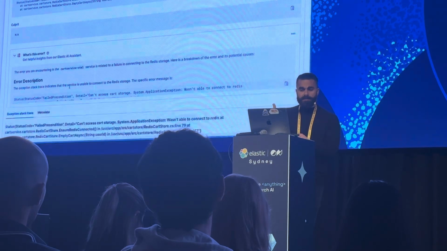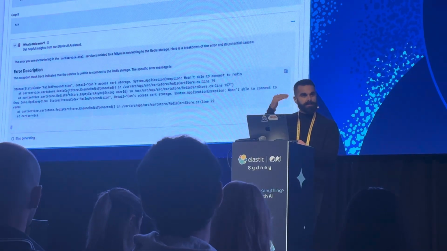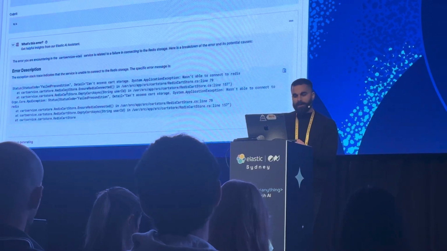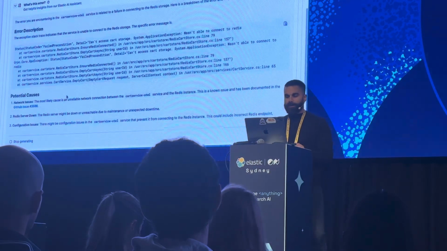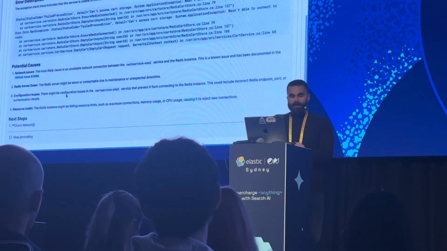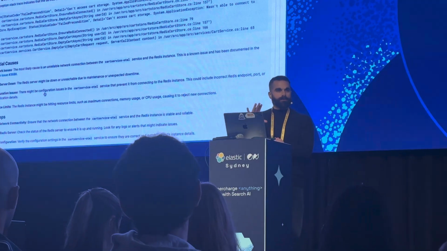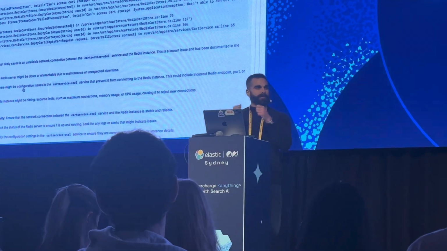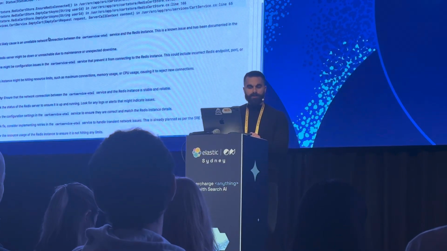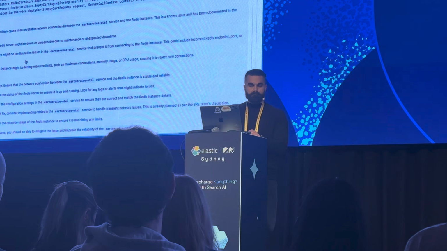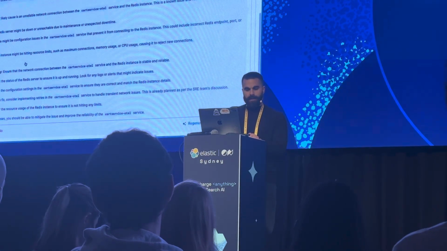When I expand this, I'm asking the assistant to just start investigating through the signals and tell me what's going on. A little bit slow, but we're going to get there. Of course, it will tell you what you would expect in terms of structure, breaking down the error and describing what's going on, the potential causes, maybe the Redis server is down, maybe there's a network issue, and the next steps.